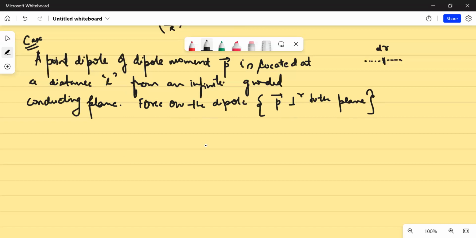Okay, so let's do one thing. Let's say this is your infinite grounded conducting plane. And a dipole, let's say I'll write it as A and B, and I'm writing it as a point dipole. I'm showing it very exaggerated right now. Okay.